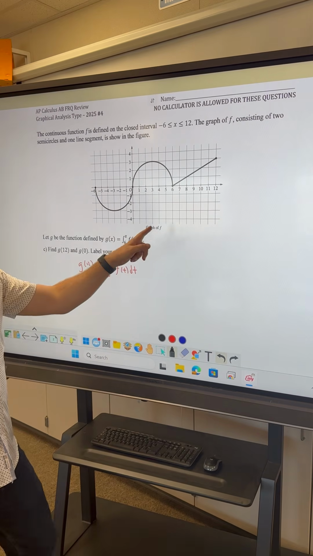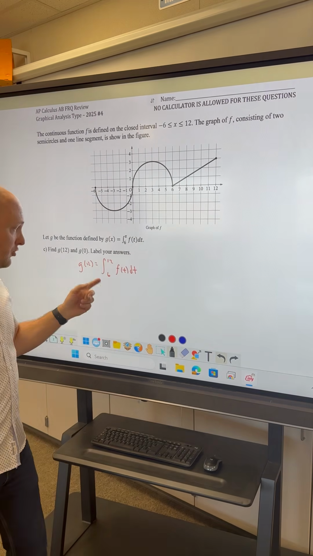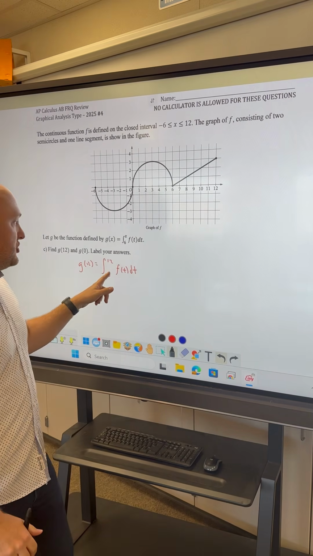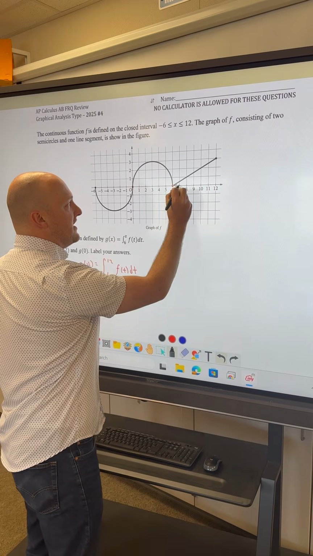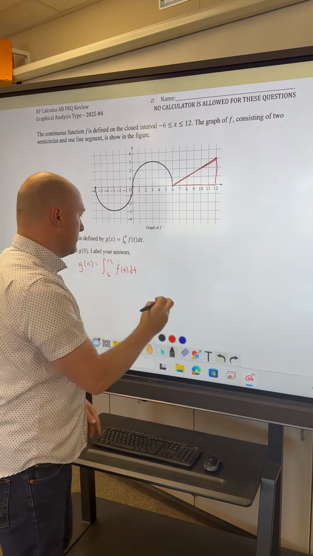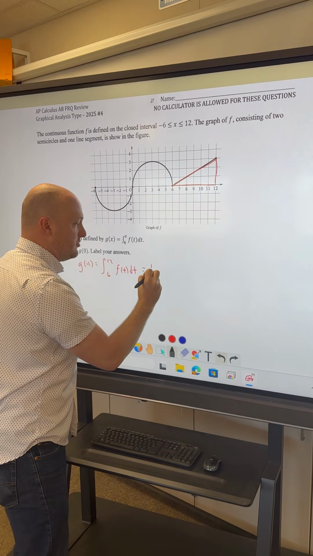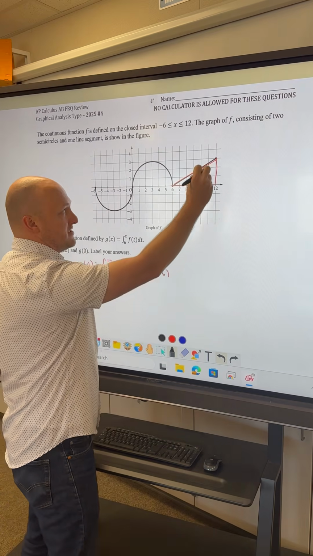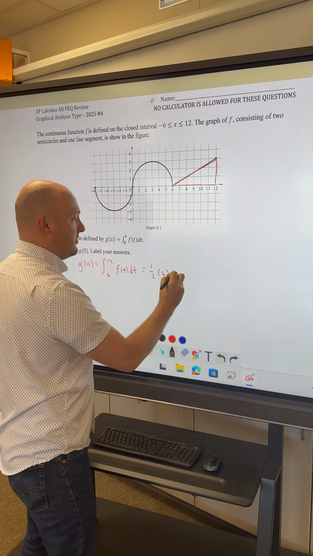Now, we have a graph of f given here, so the integral of f will just be area under the curve. From the limits of integration 6 to 12, we can see that that is going to be this region here, which is a triangle. Thus, this area is going to be 1/2 times the base, which is 6, times the height, which is 3.